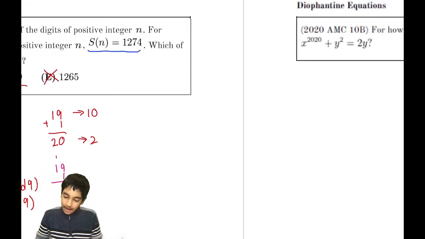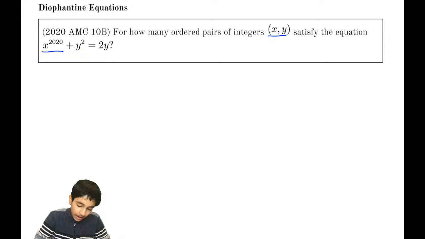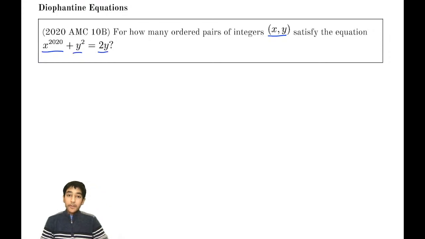So now let's take a look at Diophantine equations. For how many ordered pairs of integers x and y satisfy the equation x to the 2020 plus y squared is 2y? This is another cool problem. Basically, a Diophantine equation is literally an integer equation. Any equation with integers is a Diophantine equation. So Diophantine equations are somewhat like a miscellaneous topic.